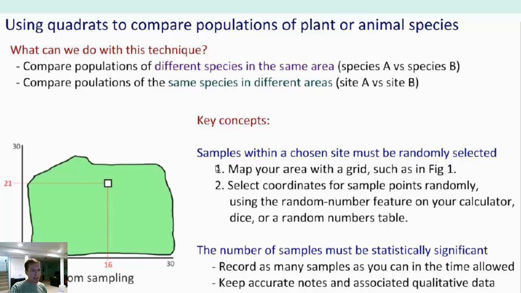So, two important concepts. First, samples within a chosen site must be randomly selected. The best way to do that, if this green area represents your test area, is to make a grid.